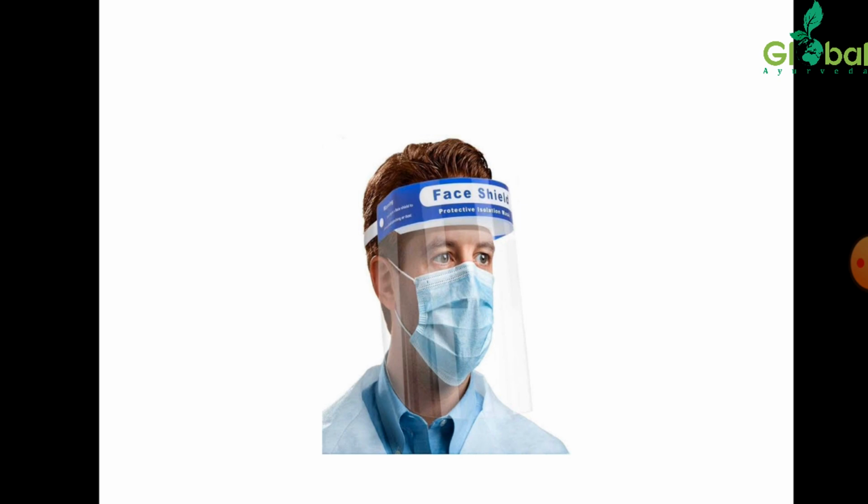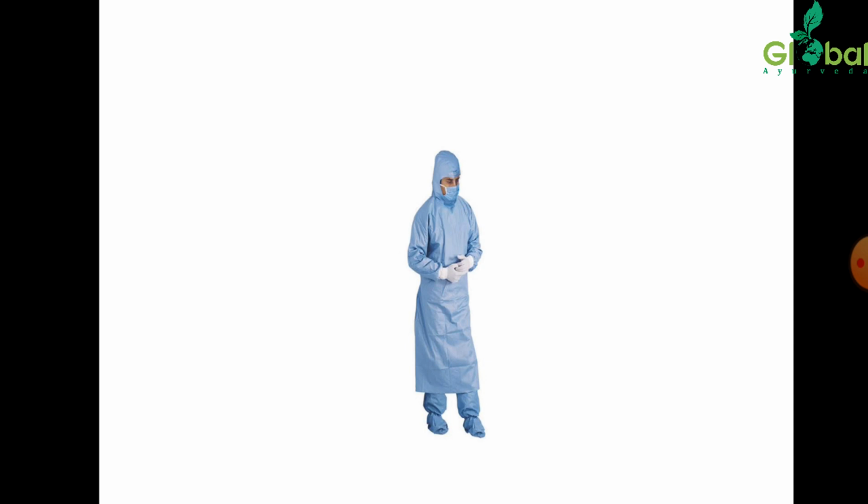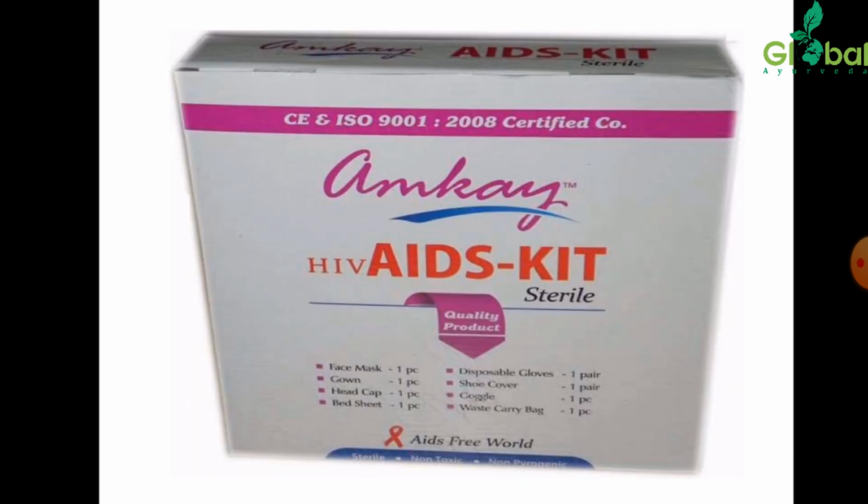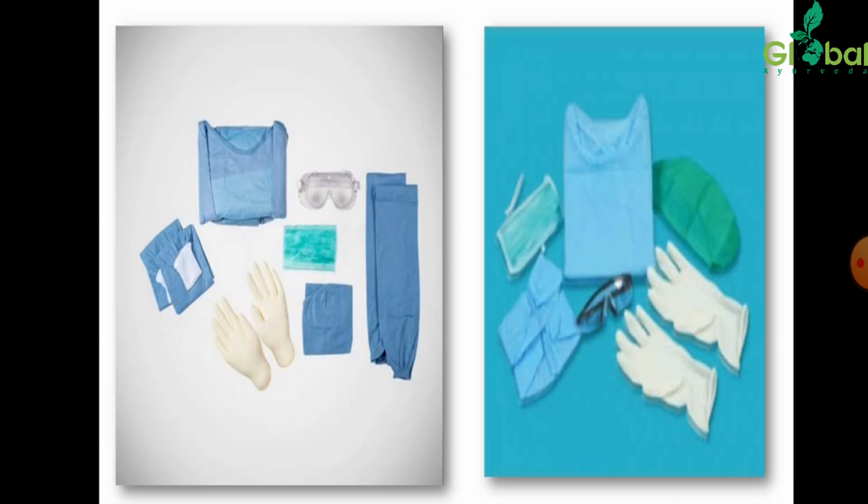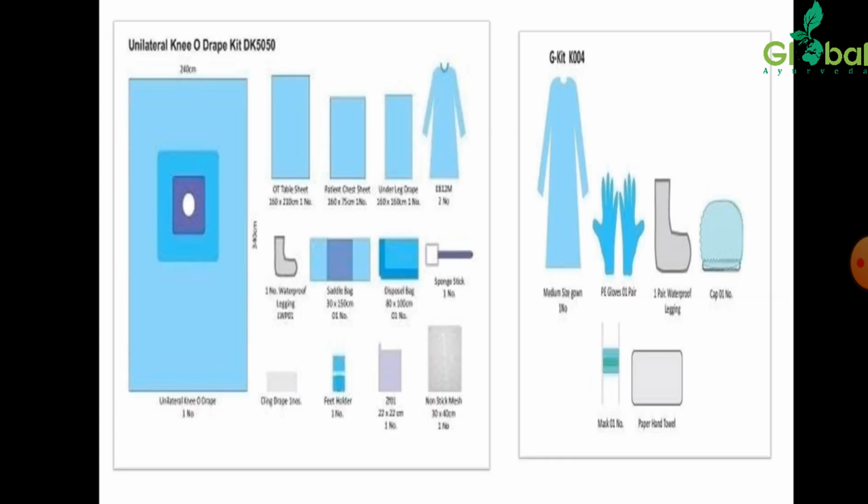This is the gown and a complete HIV kit: cap, mask, shoes, everything is present. This is the picture of the HIV AIDS kit, which includes face mask, gown, cap, bed sheet, disposable gloves, shoe cover, goggles and a waist carry bag. These are all the materials present in the HIV kit. These are also materials present in the HIV kit.